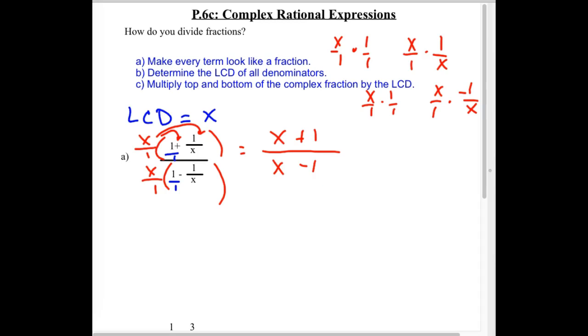That's it. I do want you to keep thinking about those restrictions. So go back to any denominator anywhere in the problem. So in the original problem, what can x not be? Zero. In my final answer, x can't be a 1, so I would want to include both.